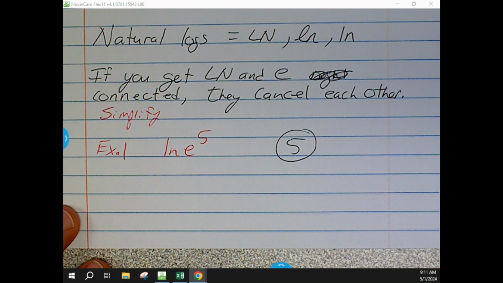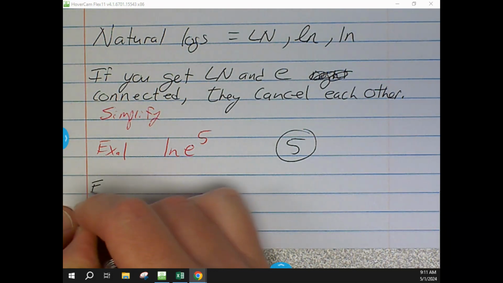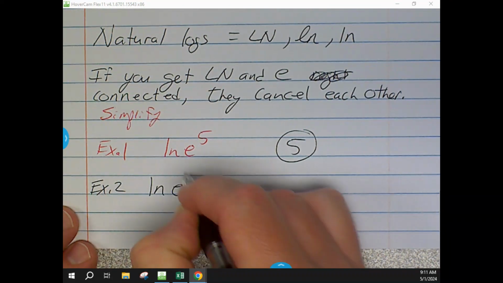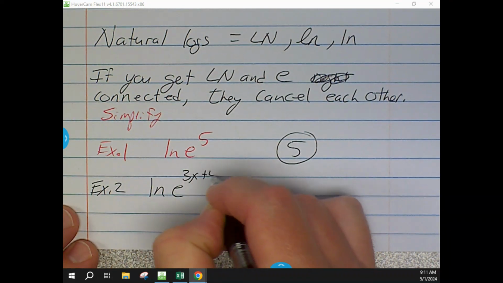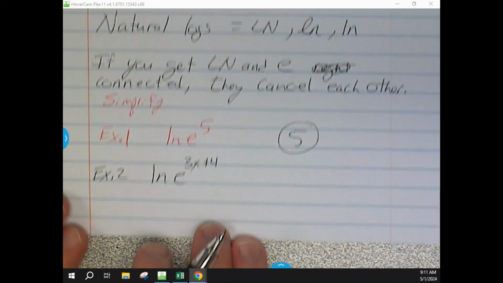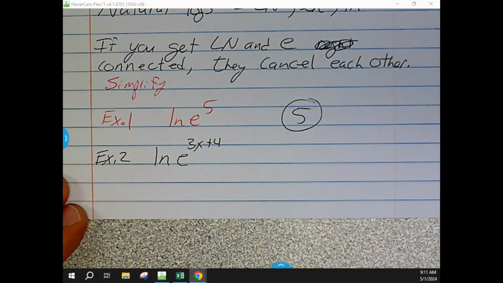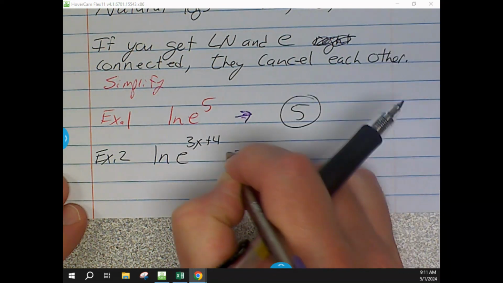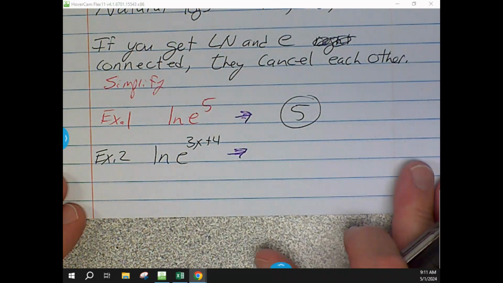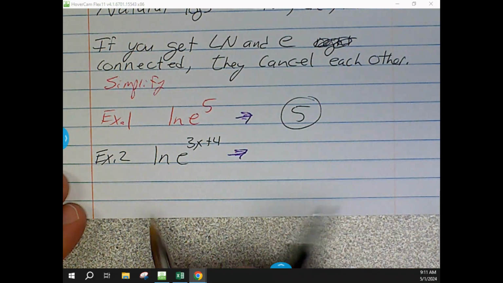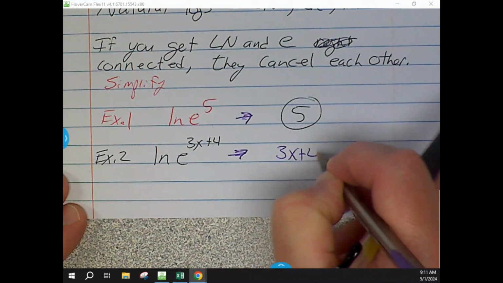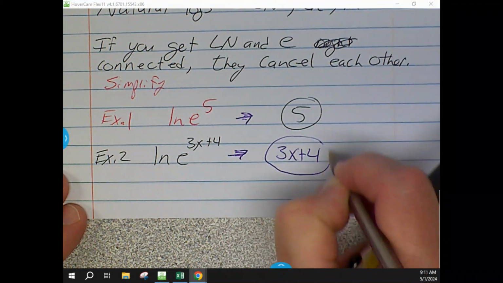Okay. So if it was the ln of e to the 3x plus 4, should we solve it? Well, this part will be just simplifying, so we're not going to do any solving in this case. If it just says to simplify, again, the ln and e knock each other out. So your answer would just be 3x plus 4.